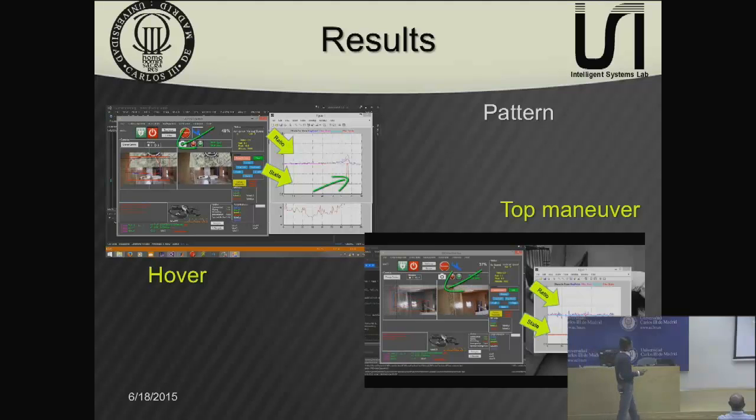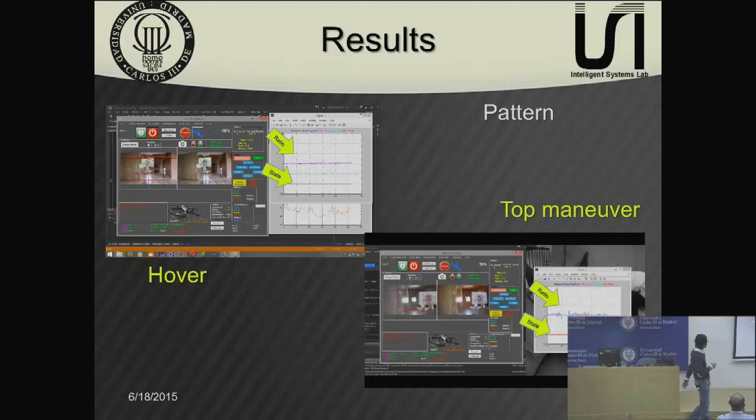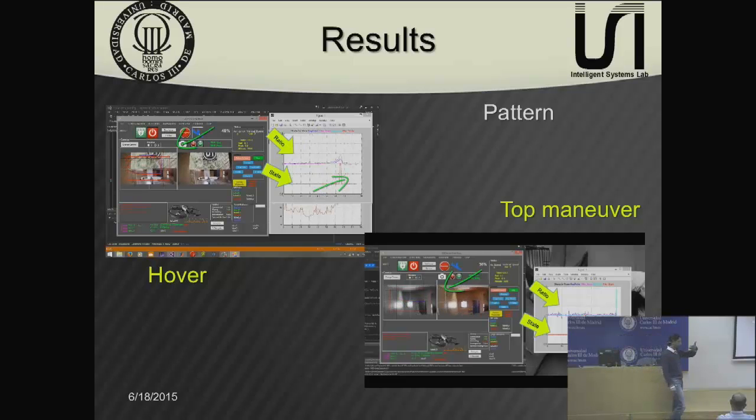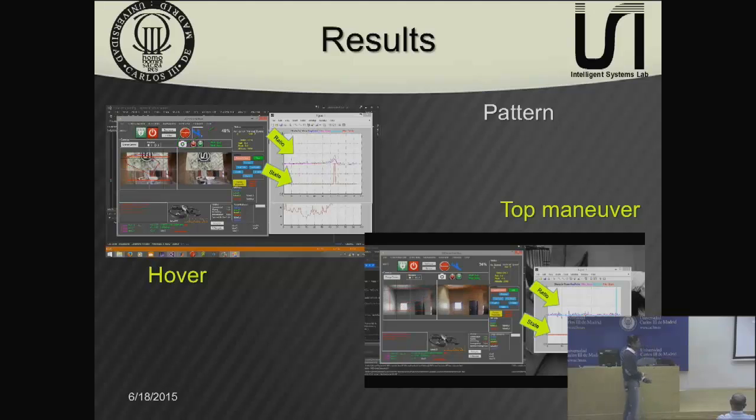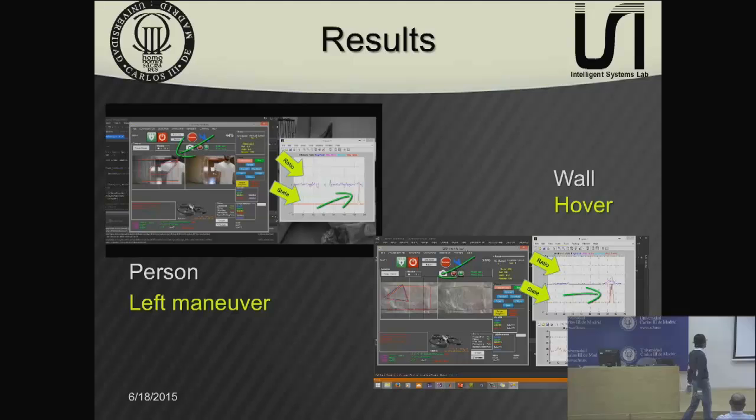An example here where we can detect a pattern. Just when it detects, we have a hover: detect and stop. So the drone, just when it detects an obstacle, will stop and not move. Here we have the same with the top maneuver: when it detects an obstacle, go up. Another example, detecting a person: when it detects a person, go left. Here we have detecting a wall: when detecting a wall, just stop and hover.